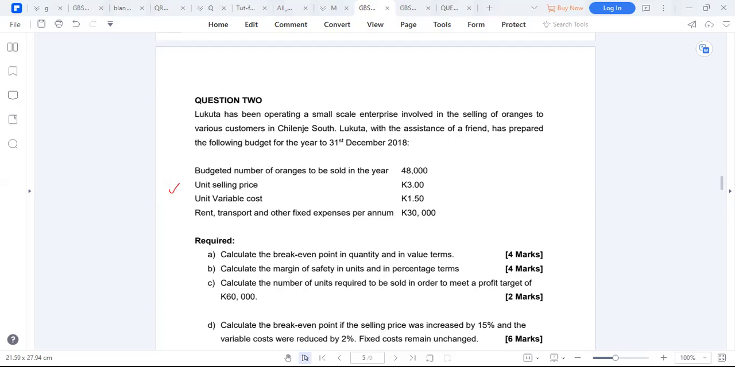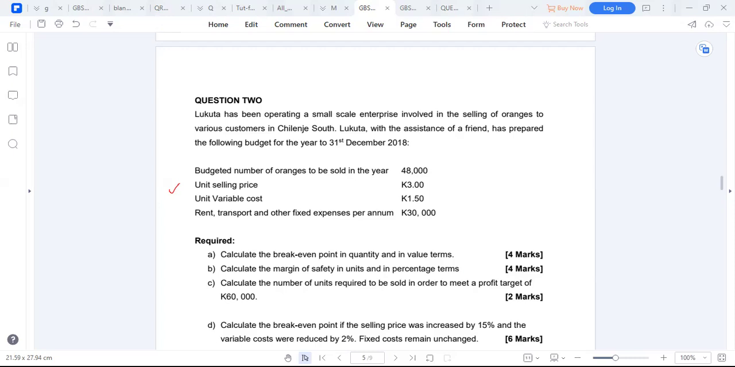Then we also have what we call the contribution margin, which is the difference between the selling price per unit and the variable cost per unit. So the contribution margin basically contributes to covering fixed costs and generating profits. We also have a break-even point. What is a break-even point? This is simply the level of sales at which the total revenue is equal to total cost, resulting in zero profit or zero loss. Are we together?